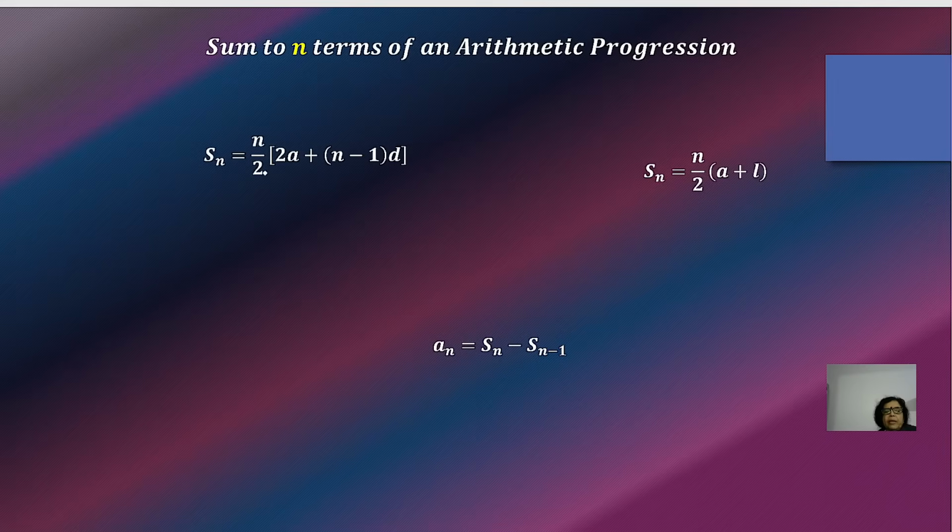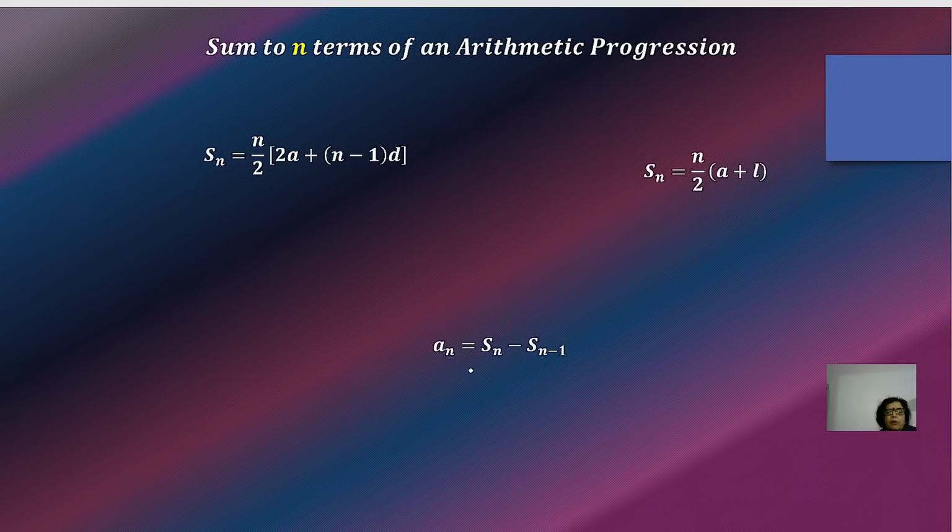Now, the first formula that we are going to talk about is Sn is equal to n by 2, 2a plus n minus 1 into d, where a is the first term, n is the number of terms, and d is the common difference. The second formula is n by 2 into a plus l, where a again is the first term and l is the last term, n is the number of terms.